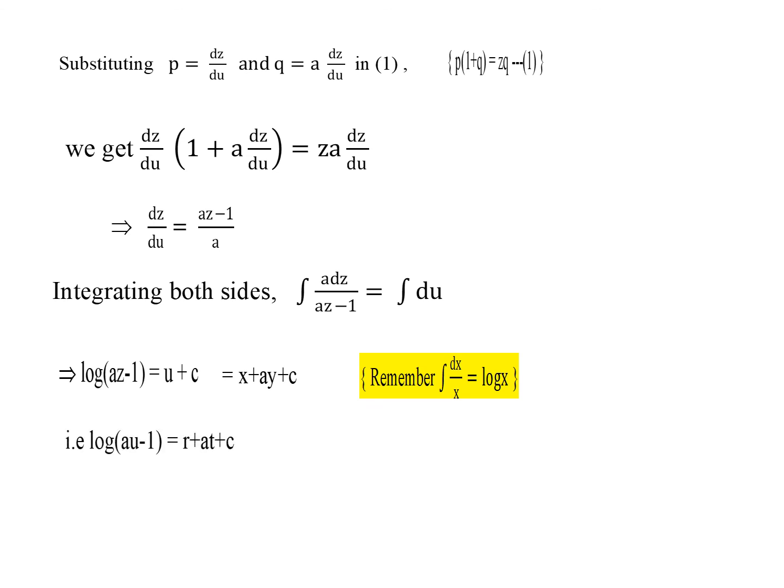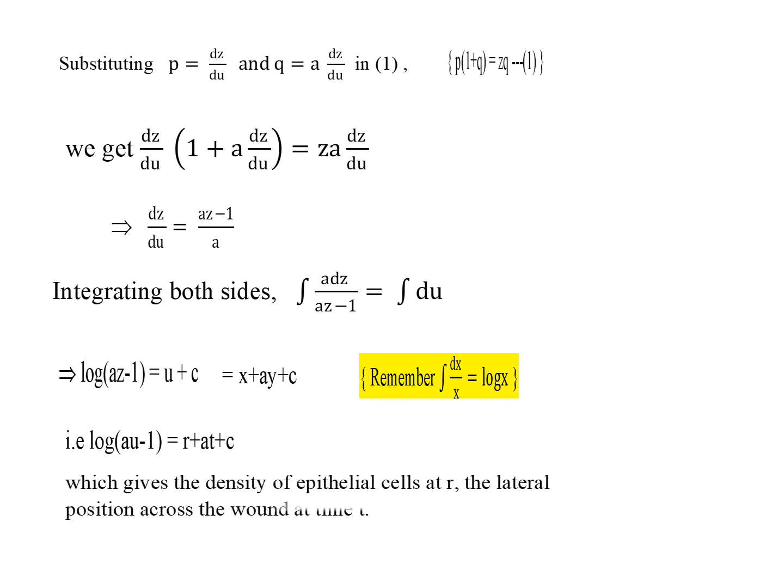Now let us replace back with the previous notation, that is z as u and x and y respectively with r and t, which gives the density of epithelial cells at r, which is the lateral position across the wound, and at time t.